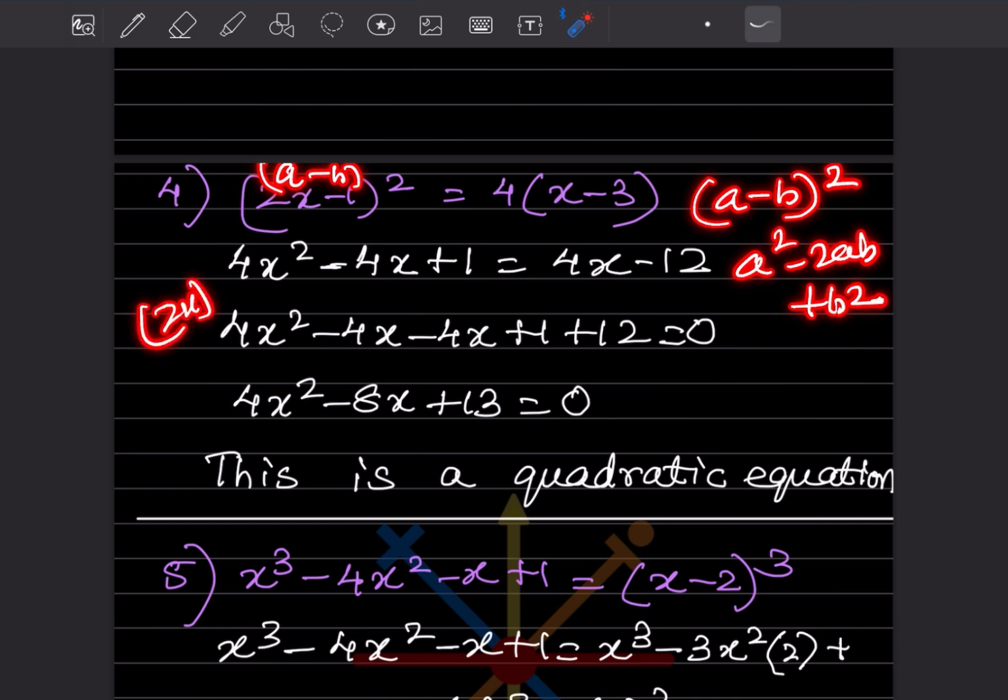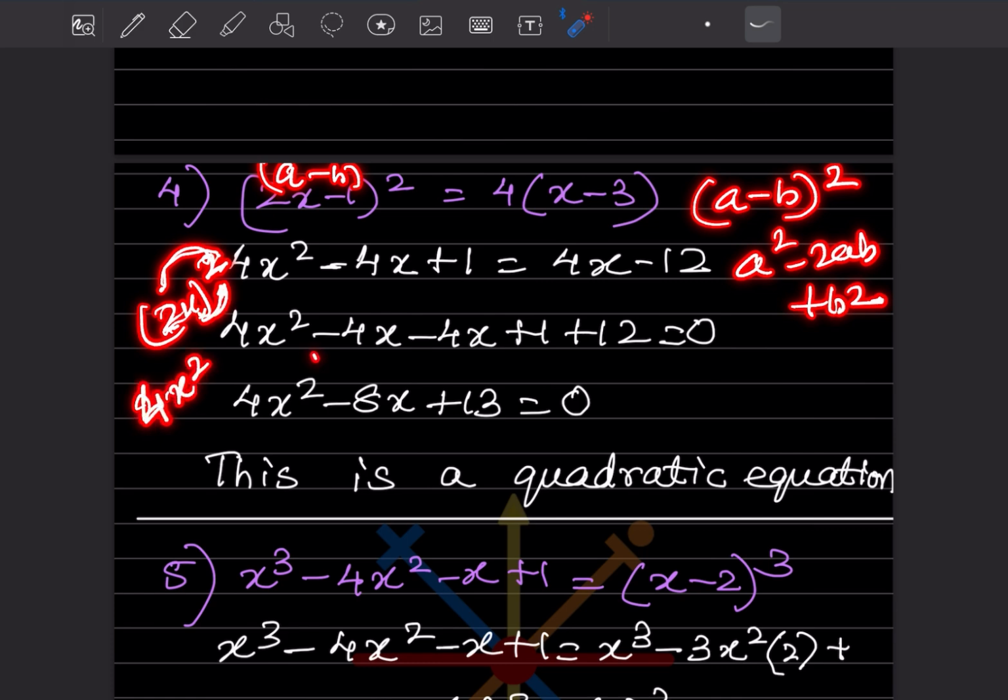2x square. So this one, whenever we square, you have to multiply this as well as this. So 2 2s are 4. Many of them just write here 2. They don't take this square for this 2 and just write x square, which is wrong. You have to take for this as well as this one. So that is going to be 4x square.